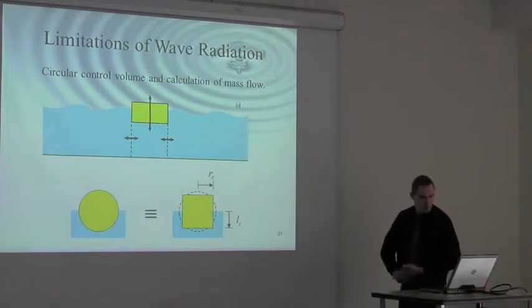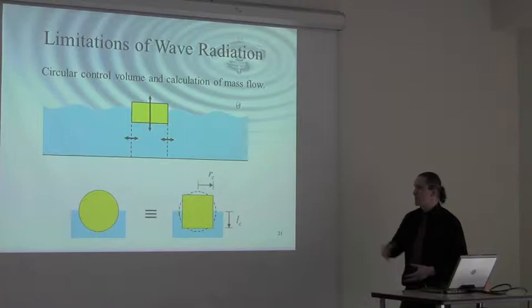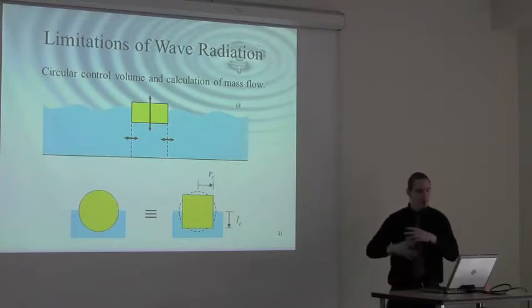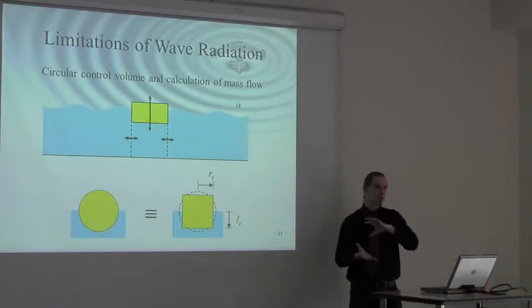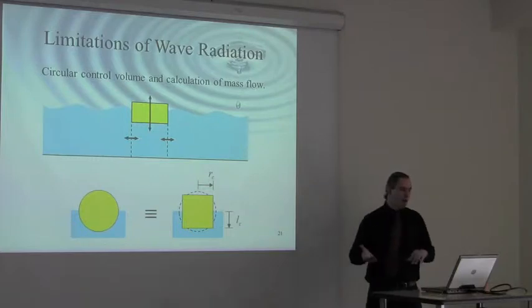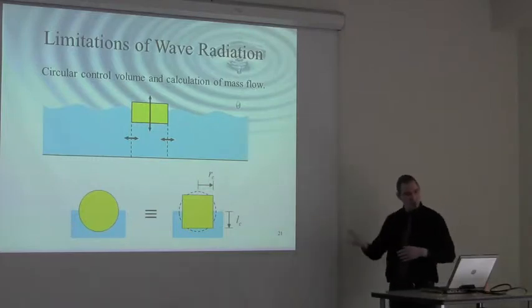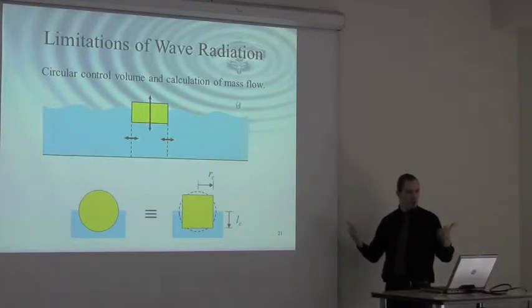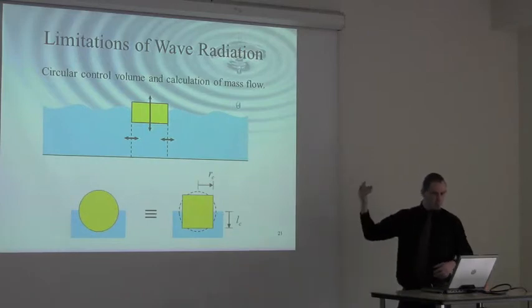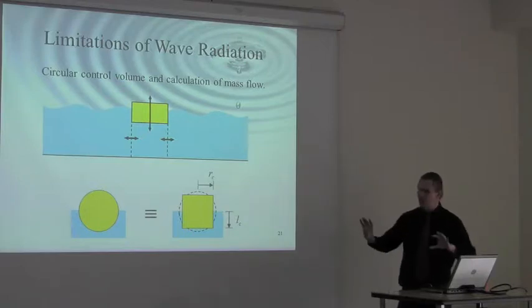And so I went back to the theory and applied the circular control volume again. I started off with a cylinder. If we have a cylinder bobbing up and down, as it bobs up and down, it's going to displace a volume of water and push it out the sides, which is then going to radiate the wave. And equally, when it pops up, it's going to suck water in and create the other part of the wave.